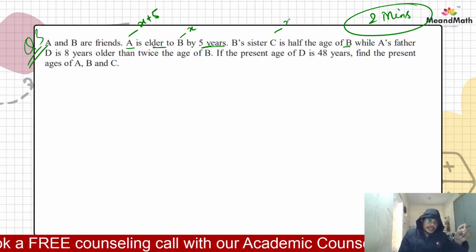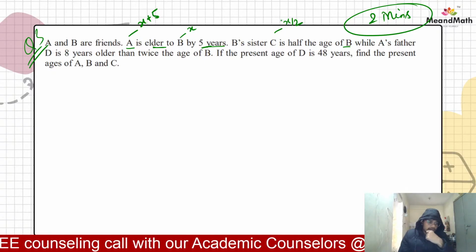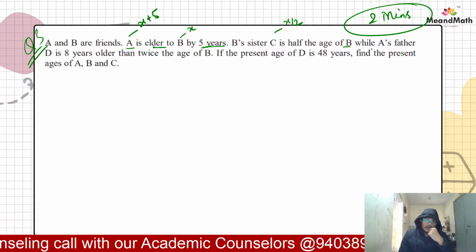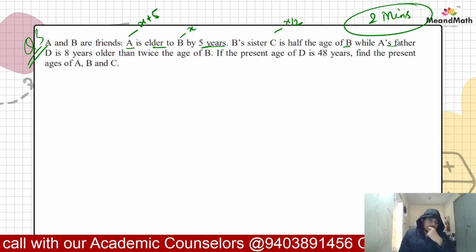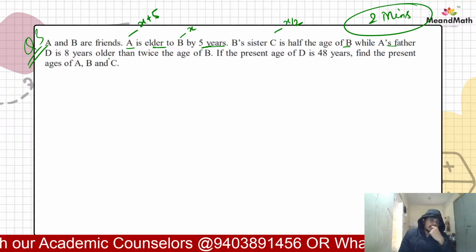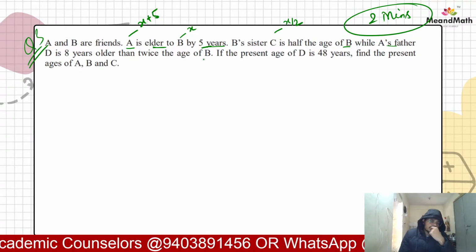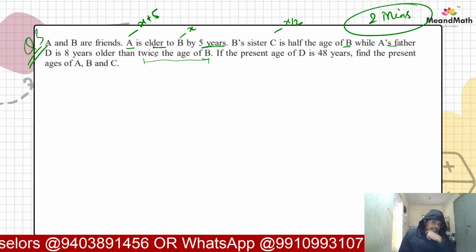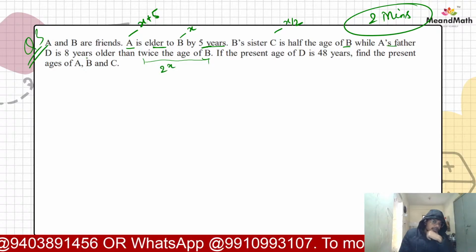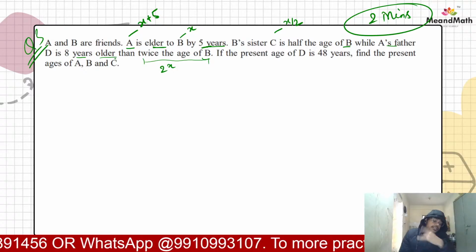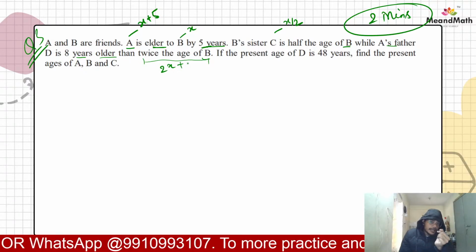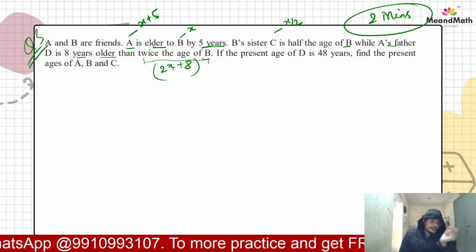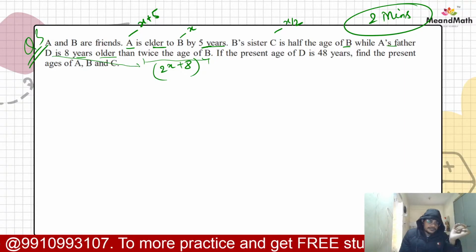That should be X by 2, right? That should be X by 2. Now, A's father D is 8 years older than twice the age of B. If B's age is X, twice the age would be 2X, plus 8 years older than that. That means you have to add 8 more to it, right? This is D's age.